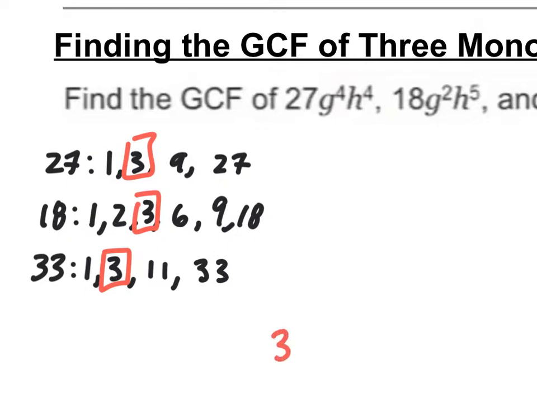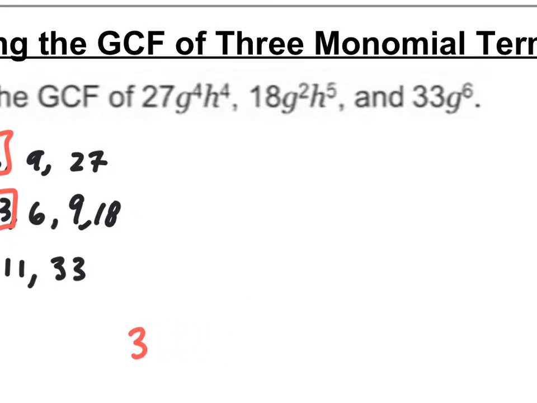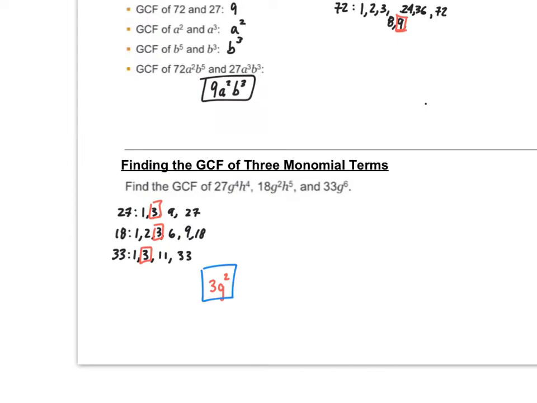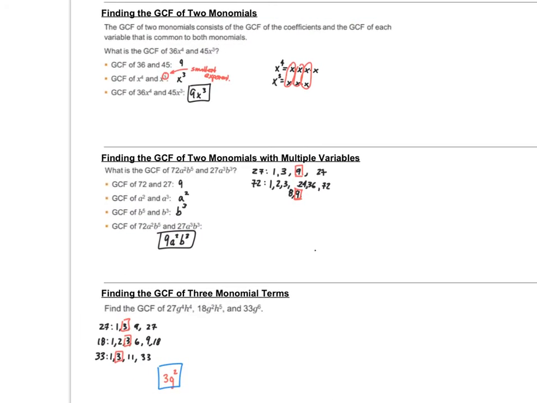Now, the smallest g term with an exponent is going to be g squared. So 3 and then g squared, you can factor that out. But because this doesn't have an h term, we don't include an h in our greatest common factor. So this is our answer. Okay? So this should be a review for you, but we just want to make sure that you can look at numbers and find out what the common factors of each of those are.